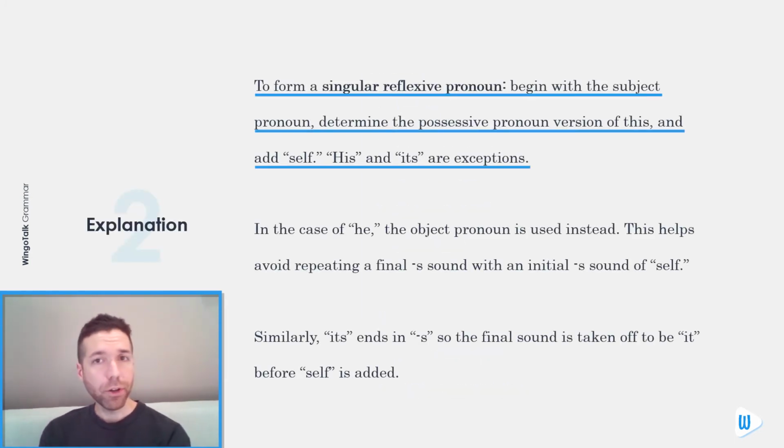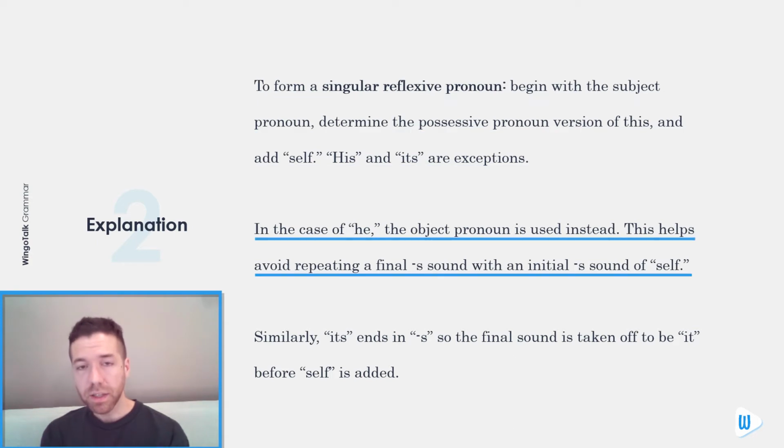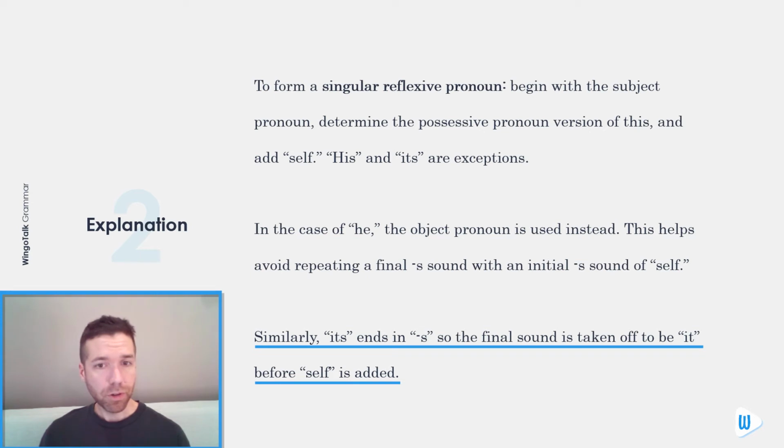To form a singular reflexive pronoun, begin with the subject pronoun, determine the possessive pronoun version of this, and add self. His and its are exceptions. In the case of he, the object pronoun is used instead. This helps avoid repeating a final S sound with an initial S sound of self. Similarly, its ends in S, so the final sound is taken off to be it before self is added.